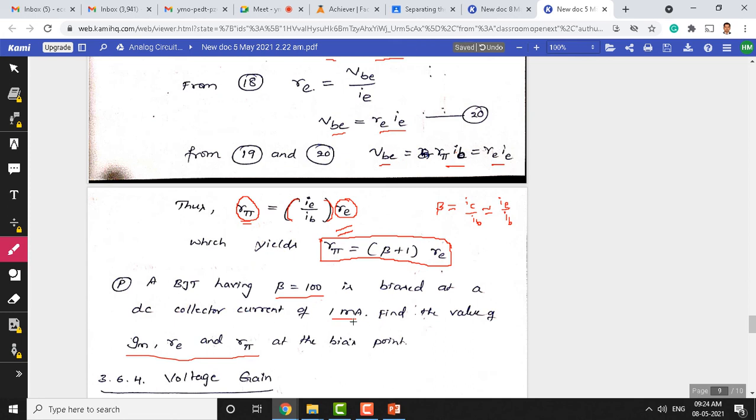Okay. Here two things are given. Beta is given, and 1 milliampere of the DC collector current is given, and we expect the value of gm, Re, and Rπ. Just find out these values.